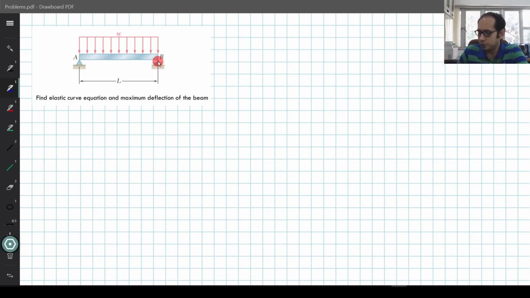Now, if we try to solve this using the fourth order method that we have over here, we can write the basic equation to start with as EI d⁴y/dx⁴. Now in this case, since W is a constant, I can simply write it as equals to W over here. Now if you integrate it 2 times, you will get d²y/dx², and you will introduce 2 constants of integration. So let me just go ahead and write that.